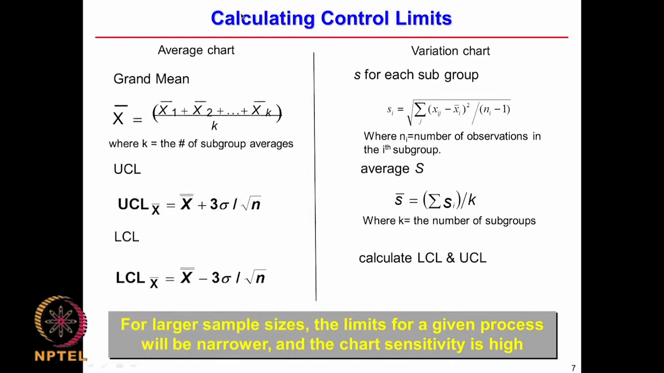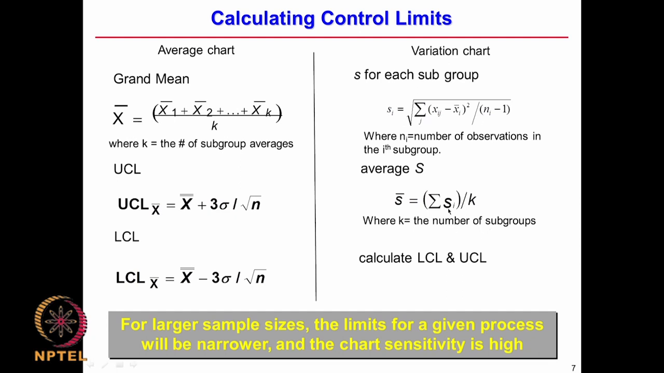So, there are many types of charts. We look at the average chart. I take 10 samples, take an average, and then plot the average against the UCL and LCL. UCL is the upper control limit, LCL is the lower control limit, with sigma by square root of n. You remember this? Standard error. Or it could be a variation chart. A variation chart is nothing but the square root of the sum of (xi minus x bar) squared over (n minus 1), where n is the number of observations.